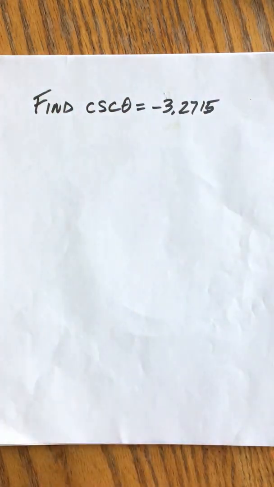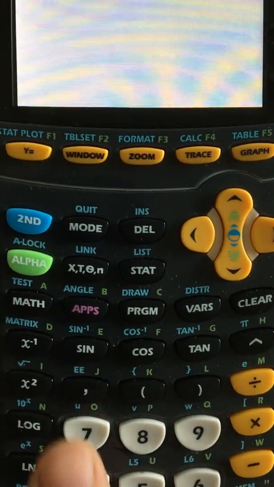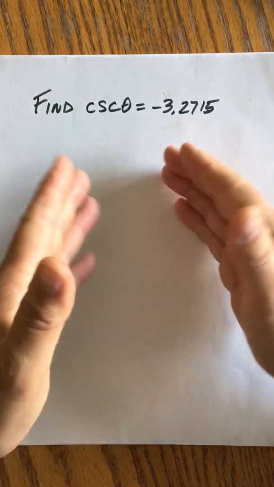Now, what happens is if you look on your calculator, you don't see cosecant, you see sine. And then you see above it sine inverse, or the inverse of sine. So, how am I going to do this?